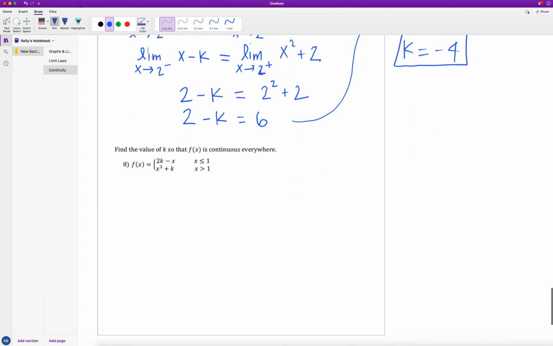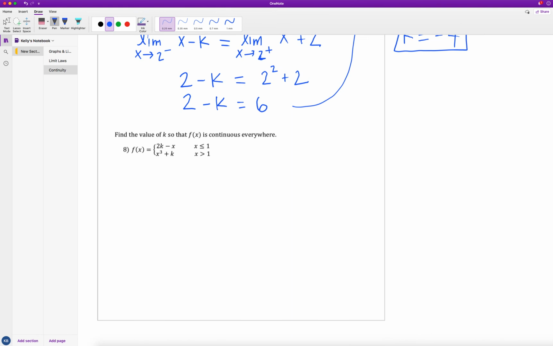Okay, our final example. I'm going to have you go ahead and pause the video and try example 8 on your own first, and then we'll check it together. Okay, example 8 says, find the value of k so that f of x is continuous everywhere. So again, I get to take that definition and really use it now. I know that the limit has to exist, meaning the left limit has to equal the right-hand limit, and I know that that equals the function value.